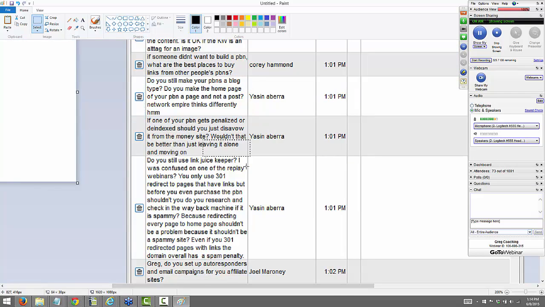If one of your PBNs gets penalized or de-indexed, should you just disavow it from the money site? Wouldn't that be better than just leaving it alone and moving on? It really depends on the situation, Yasin. It depends on what it did to the money site, honestly. If I have a ton of penalized PBNs going to a money site and the money site gets penalized, I might just leave it. It depends on the project. If it's a client site or something like that, then yeah, you probably want to disavow and try to get rid of it. But there are some cases where I just leave it alone. It just depends.